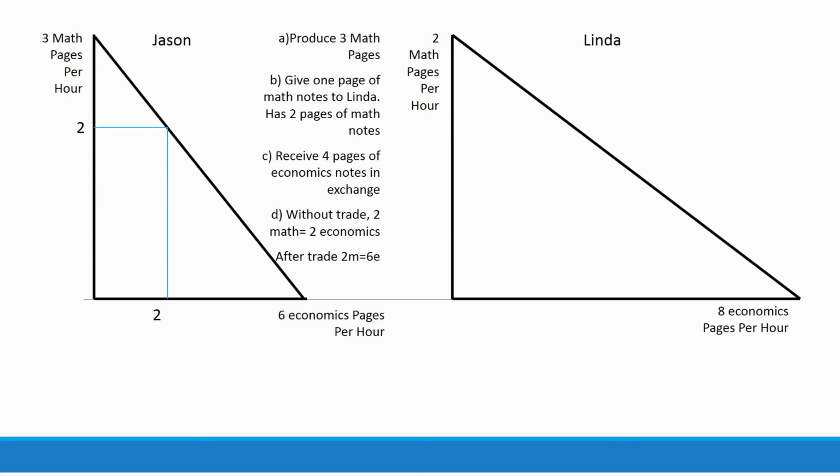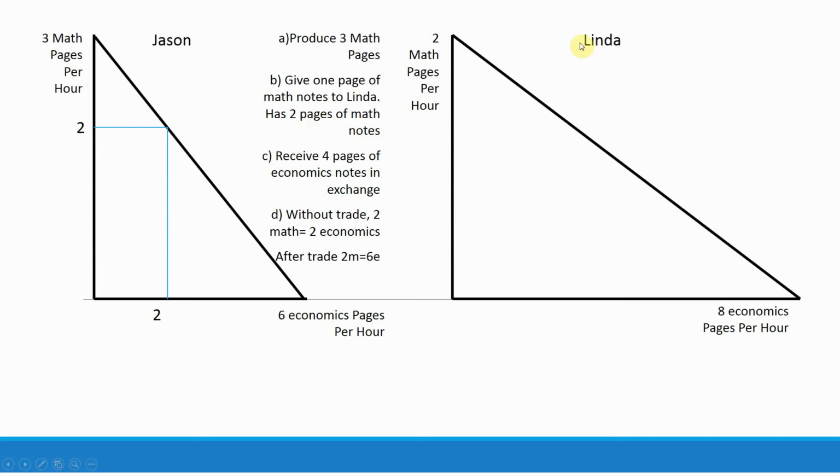Okay, so let's go over this very carefully again. Jason can produce 3 math pages. He can then give 1 page of math notes to Linda. That leaves him 3 minus 1. He has 2 math pages now, and he has given 1 math page to Linda in exchange for economics pages. So he has 2 pages of math notes.